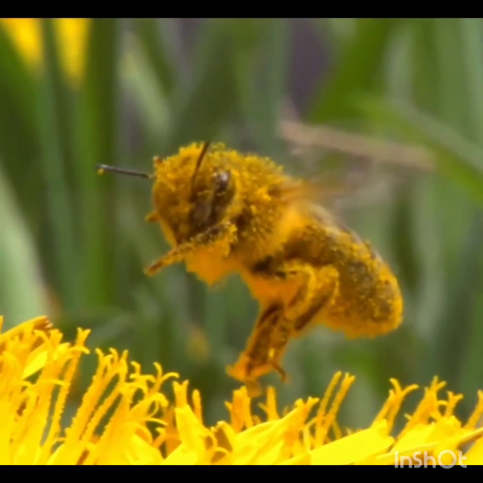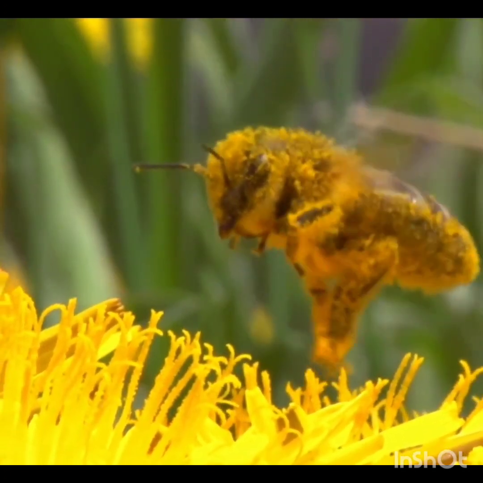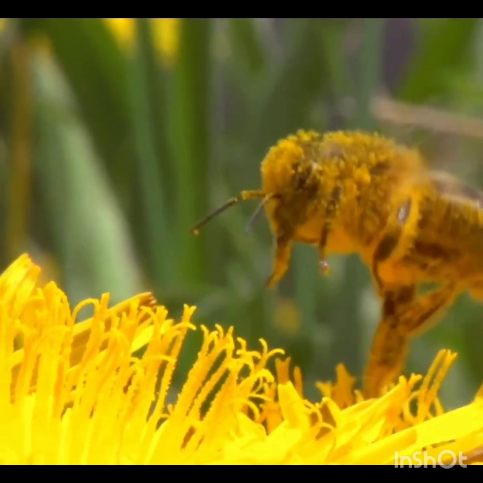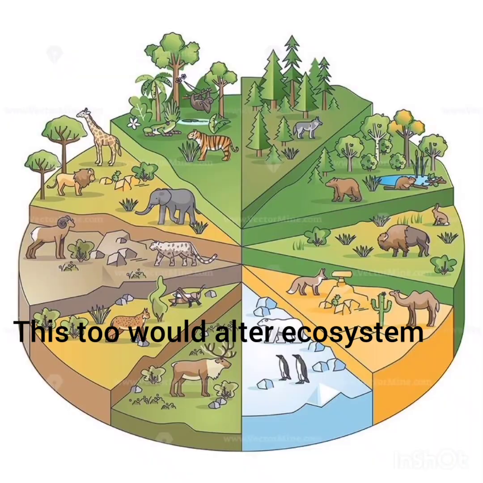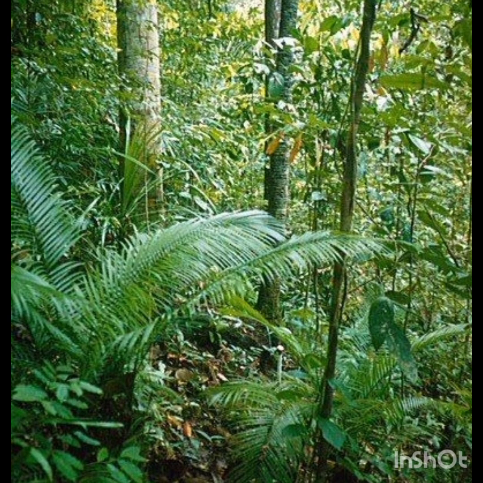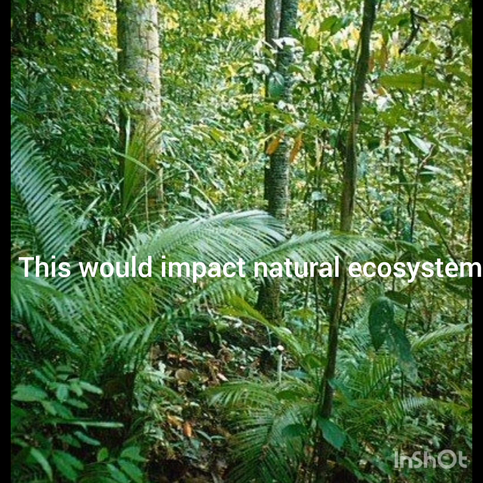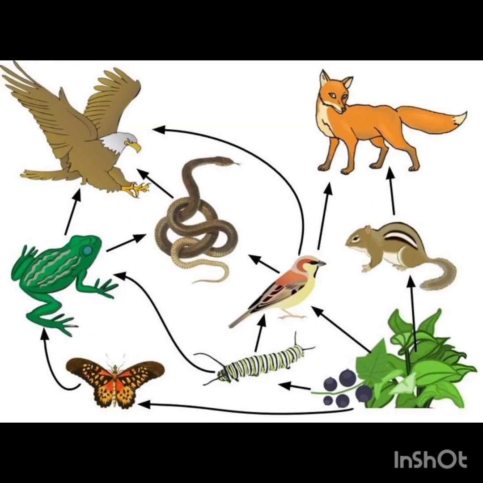Without bees, plants would set fewer seeds and would have lower reproductive success, as bees are the main agents of pollination. This too would alter the ecosystem. Beyond plants, many animals such as the beautiful bee-eater birds would lose their prey in the event of a die-off. And this would impact natural systems and food webs.